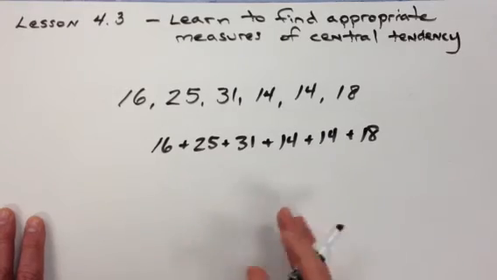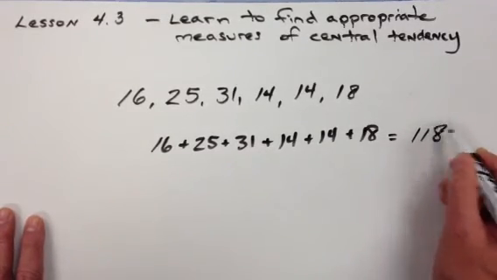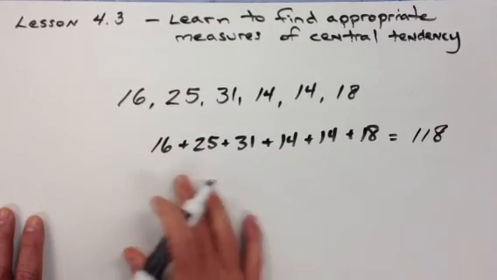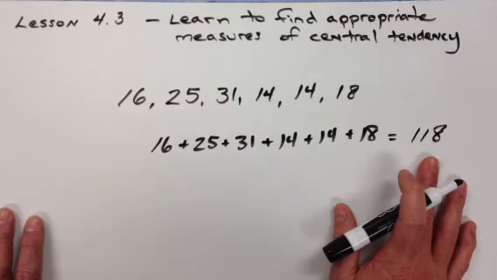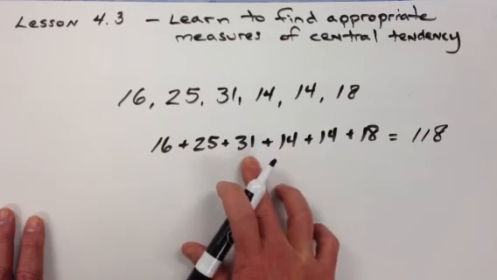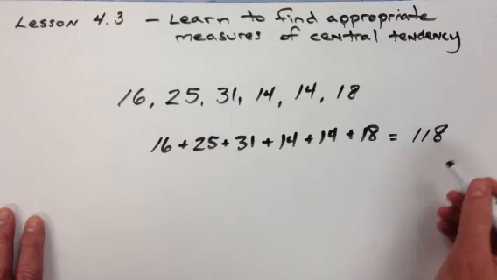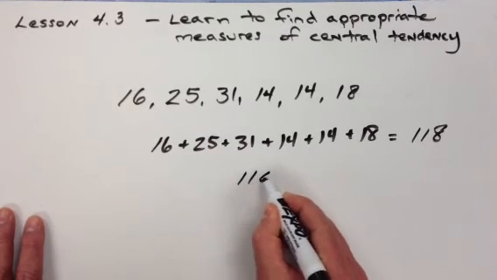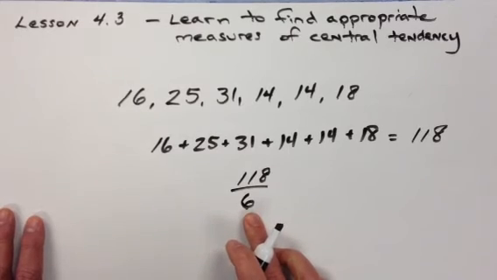Okay, so the total that you should have come up with is 118. So the total pieces of candy that the kids gathered were 118. Now they need to divide them up equally among how many kids there were. So there are 1, 2, 3, 4, 5, 6 kids. So they would take that 118 and divide it by 6, the number of kids that there were.